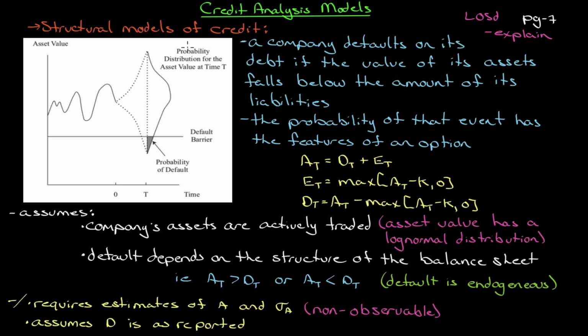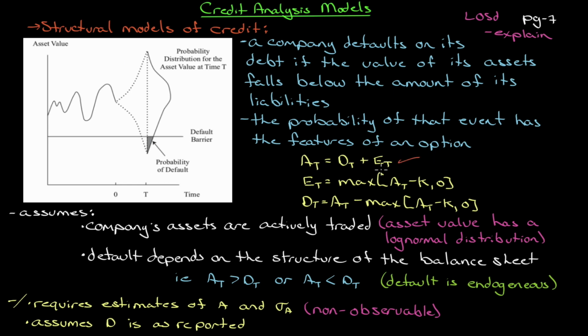So we'll start with the structural model. Let's say a company defaults on its debt if the value of its assets falls below the amount of its liabilities. So let's say that a company has a bond owing of $1,000. And at the end of the period, when it comes time to pay that bond, the value of its assets is $700. Well, would you pay the $1,000 if the value of your assets are $700? The structural model makes the assumption of saying no. All you would do is turn over the assets to the bondholders and say, oh, well, there you go, we're done. The probability of that event has the features of an option. So this right here is the balance sheet identity.